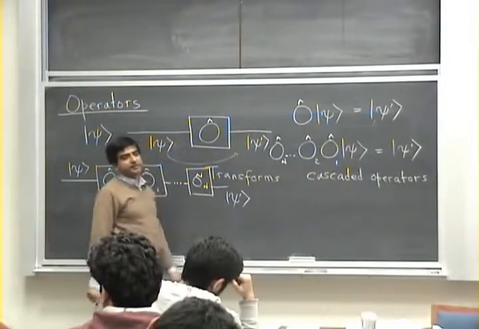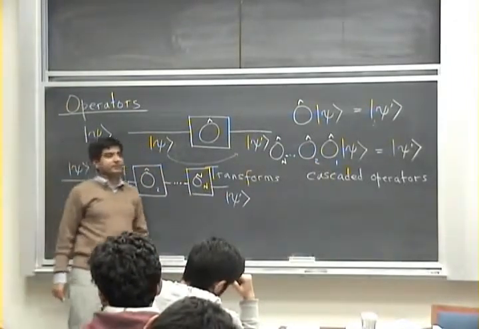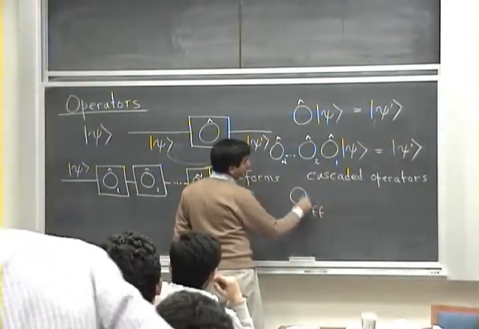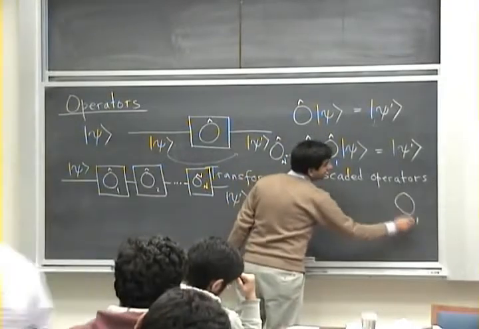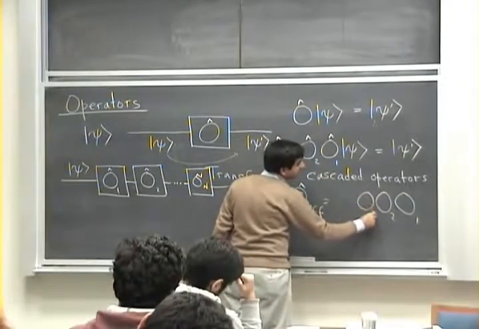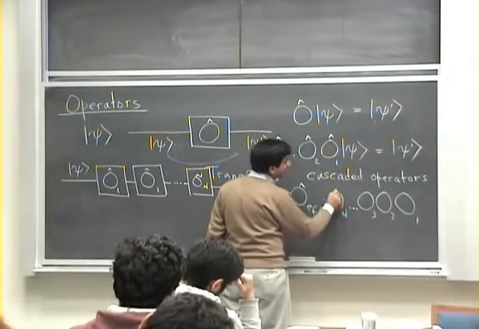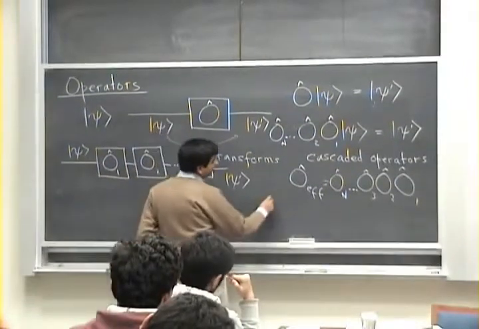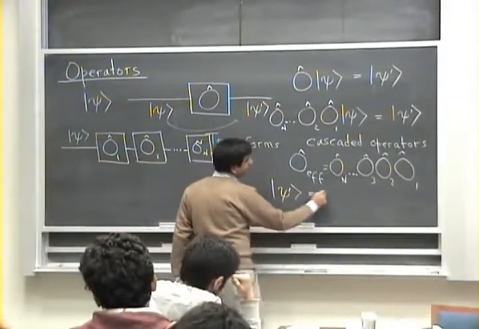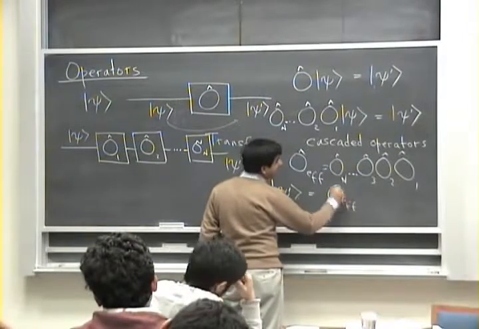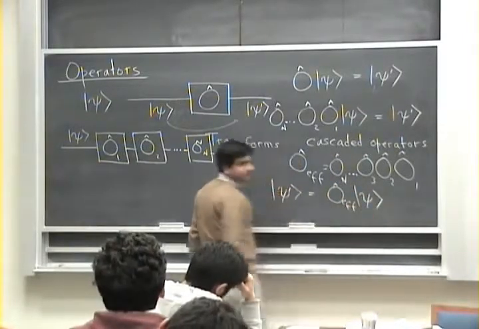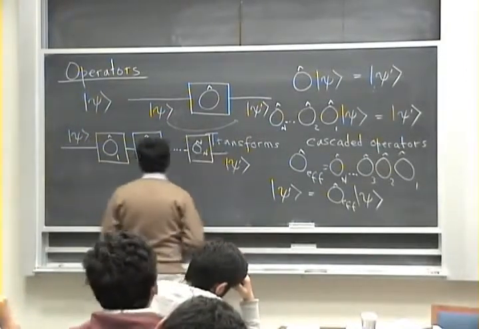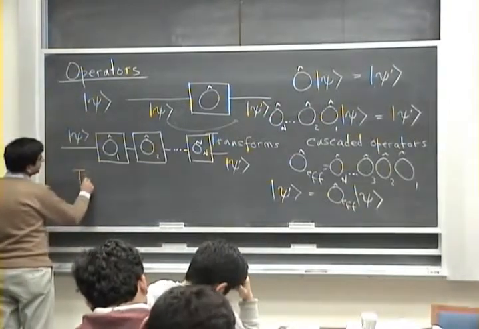And all of these operators, when they are cascaded, strung together, form an effective operator, right? So you can write O effective equals your first operator followed by the second operator, third operator, all the way up to your last operator. So psi dash is the O effective operator acting on psi. So remember this word time ordering. The time ordering of the operators is extremely important.